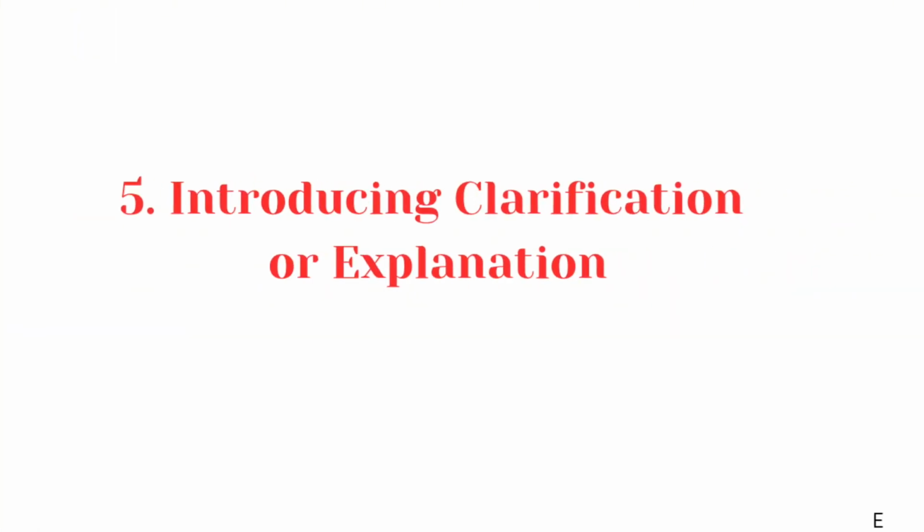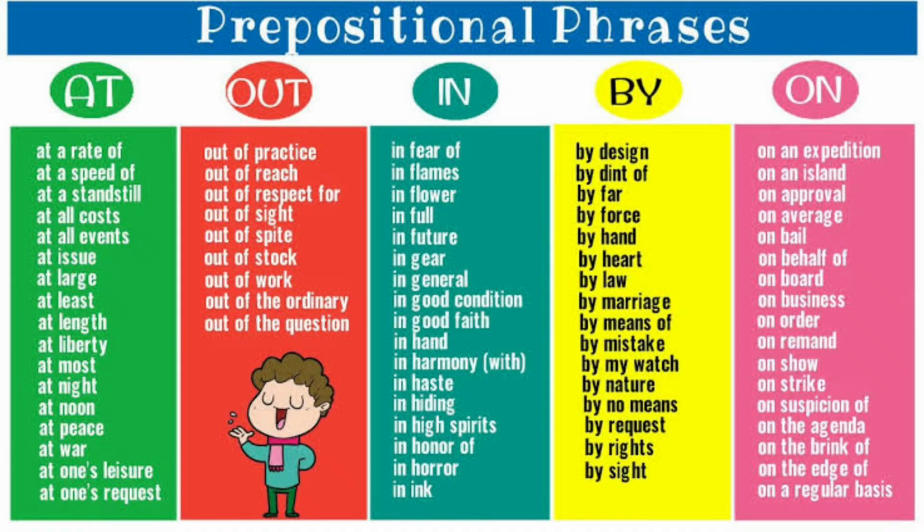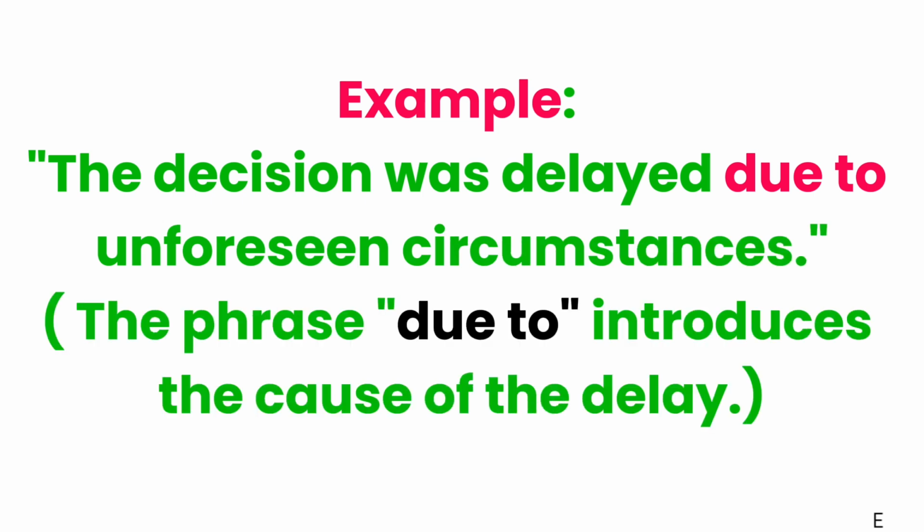5. Introducing clarification or explanation. Phrase prepositions often introduce an explanation or additional detail to clarify a previous statement. Example: the decision was delayed due to unforeseen circumstances. The phrase due to introduces the cause of the delay.